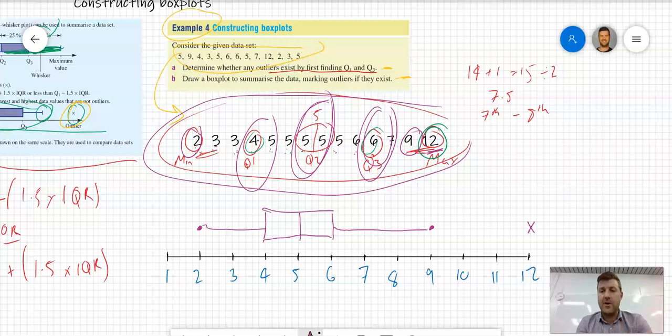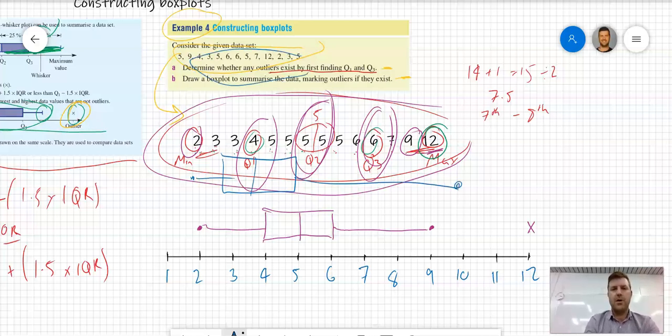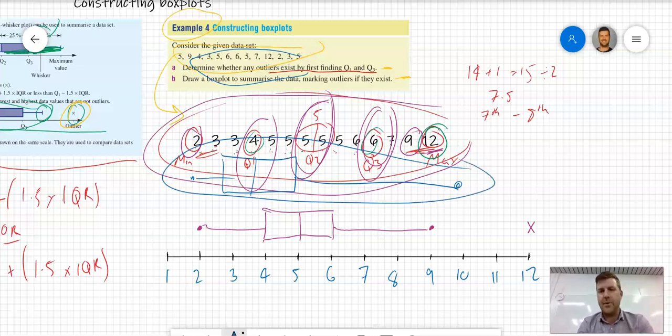If I had another set of data and I wanted to compare it, I would draw a box plot, if I had room, just above here somewhere, so that I could compare this data with that second box plot. I'm just showing you how to draw one box plot. Like I said, a couple of things to remember. If you've got an outlier, draw it as a cross. And then your new maximum value is the one before that outlier.